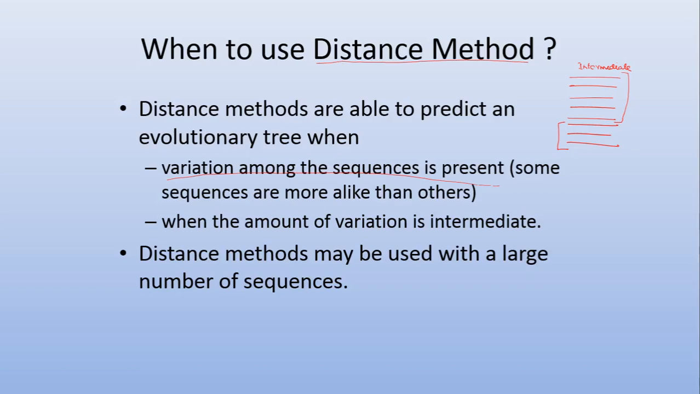So this is how you are supposed to use these distance based methods. When variation among the sequences is present, that is, intermediate conservation is there, and you have a large number of sequences to handle, if these two conditions are met, then you are supposed to use this distance based method.